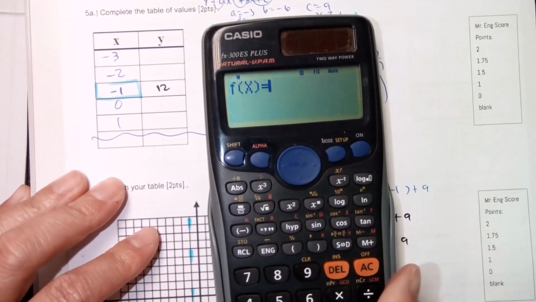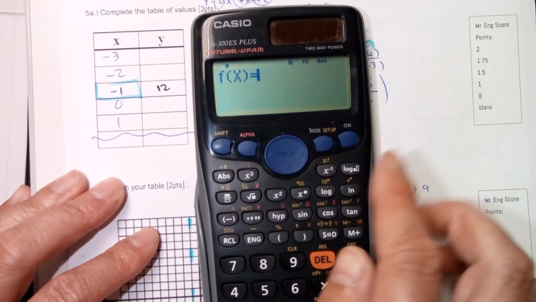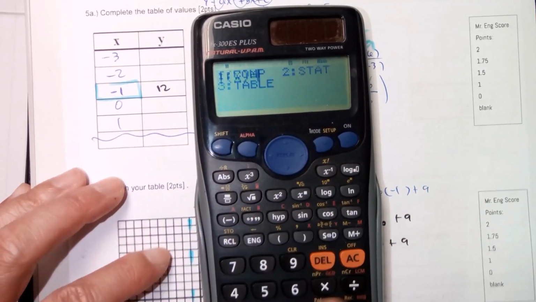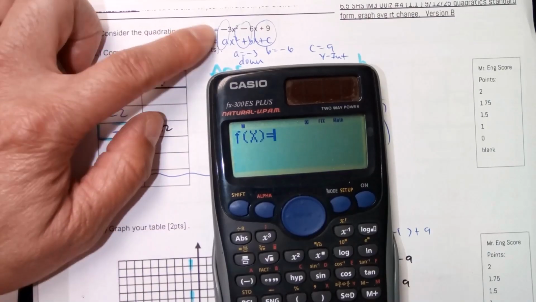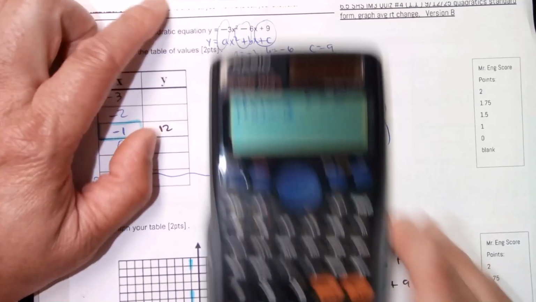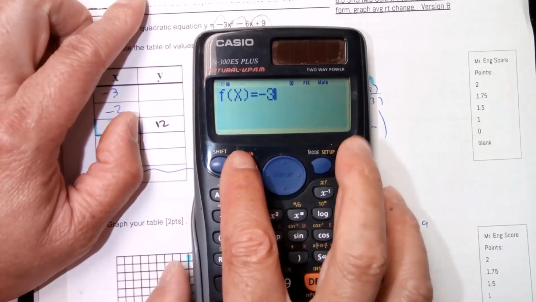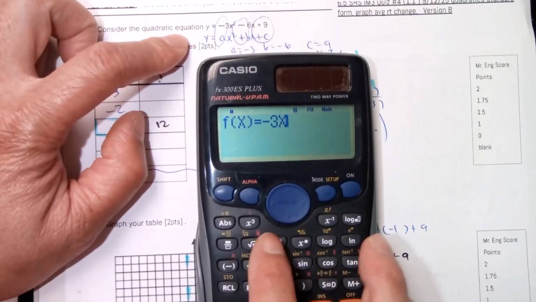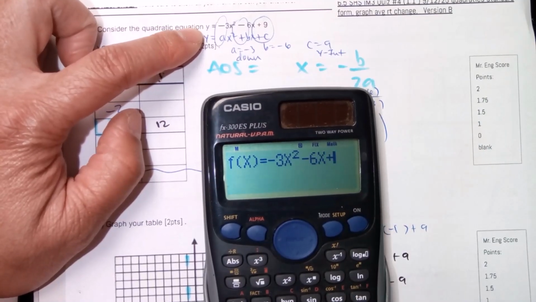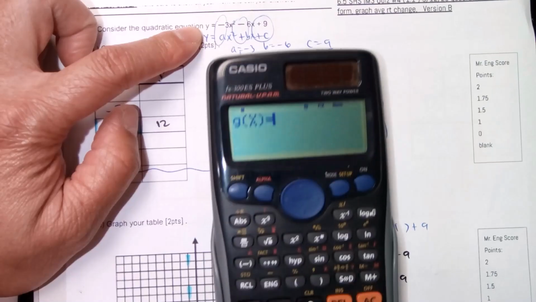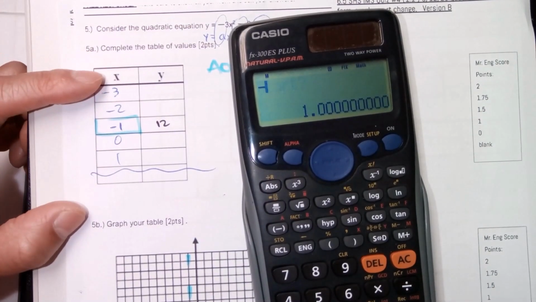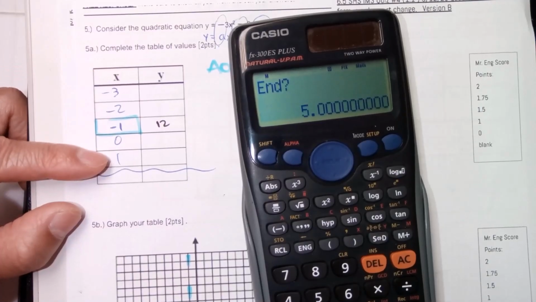From mode, you want table. And then I'm going to type that in, -3. The x is in red in the back here. So alpha, right, parentheses, squared, -6, alpha, parentheses, plus 9. When you get g of x, just press enter again. The smallest number here is -3. Biggest number is 1. You're already counting by ones, and then this is our answers.